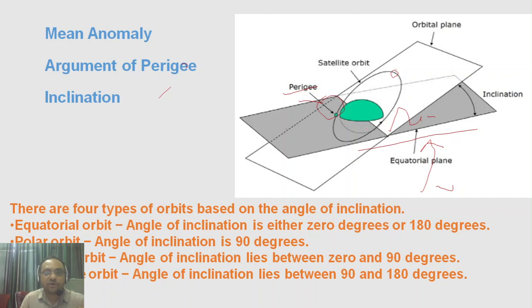So there are 4 types of orbit based on the angle of inclination. Equatorial orbit, it is angle of inclination is either 0 degree or 180 degree. You can see in this figure. Okay. Polar orbit, angle of inclination is 90 degree. If inclination angle is 90 degree, that means this is the polar orbit.